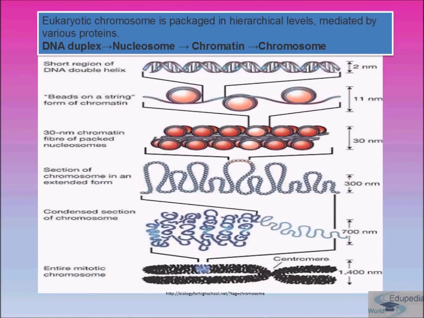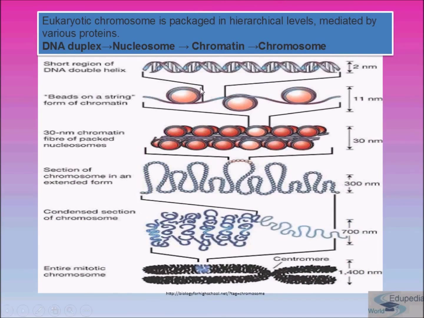A eukaryotic chromosome is packed in hierarchical levels mediated by various proteins. DNA duplex gets converted into nucleosome, and nucleosome then converts into supercoiled chromatin, and the chromatin finally gets converted into chromosome. As you can see, this is a DNA duplex, a short region of the DNA double helix, which is about 2 nanometers wide. And it's like beads on a string, a garland of pearls. They form chromatin. It's about 11 nanometers.